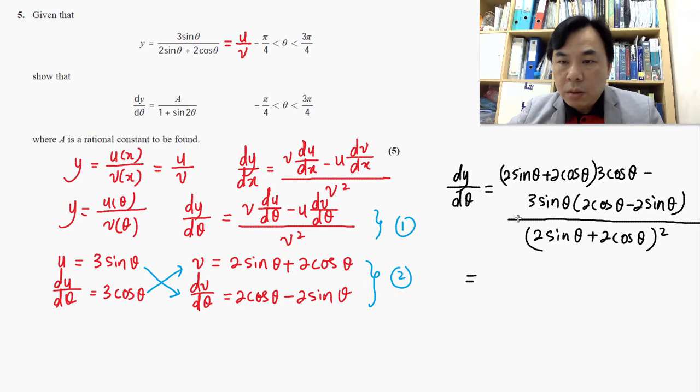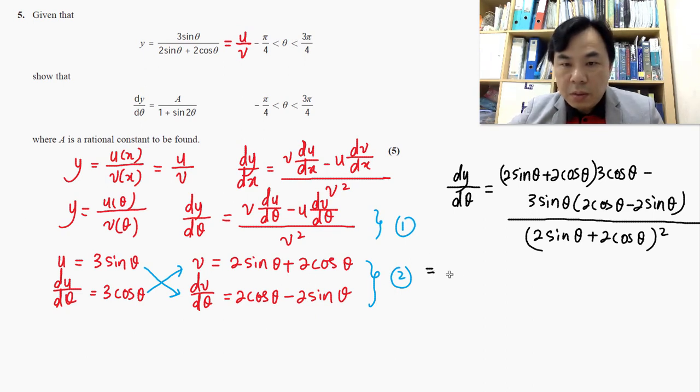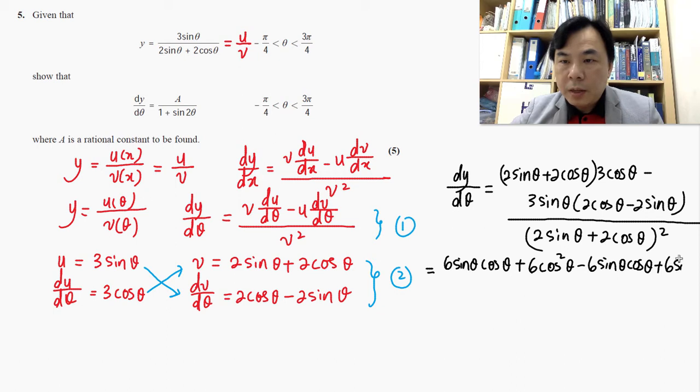Okay, so I'm going to write it down in a row so that you can see them directly in action. You can see that there is actually 6 sine theta cos theta. After that you have 6 cos square, and then after that you have 6 sine cos, and finally we have 6 sine square theta. And then there you have it.